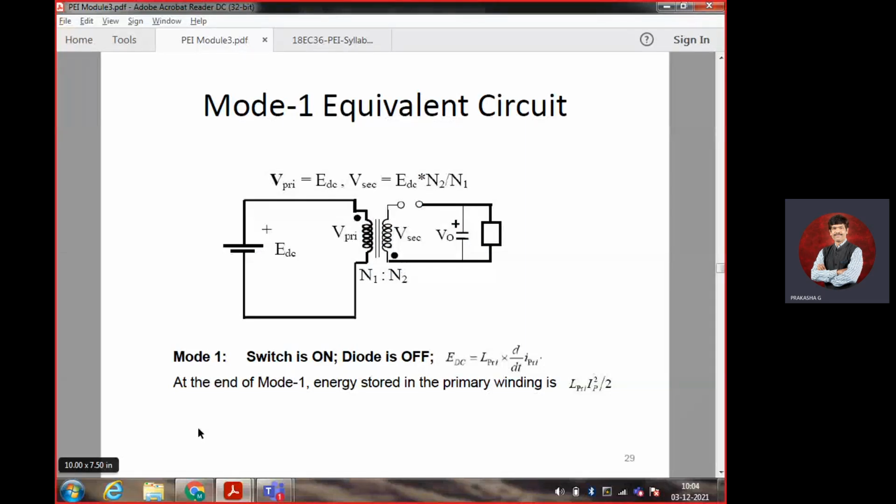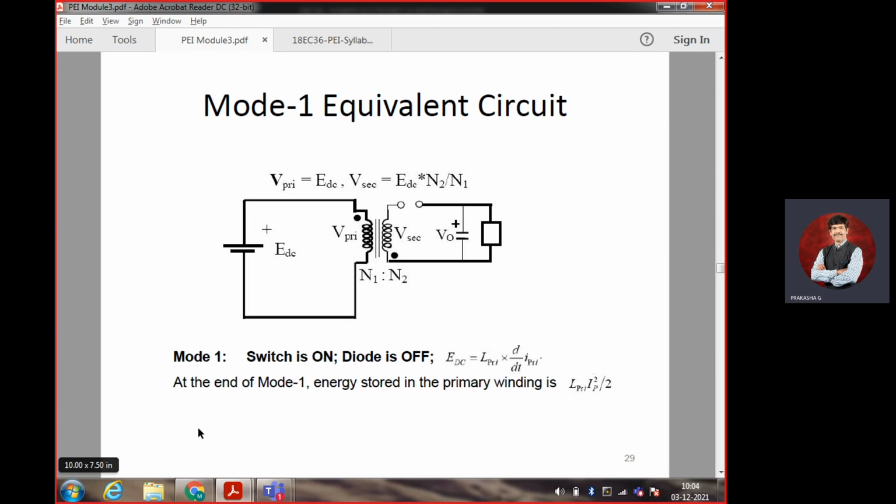In the previous class we discussed the flyback converter. Basically, there are two types of flyback converters: one is the discontinuous flyback converter, and the other is the continuous flyback converter. In the previous class, we discussed the discontinuous flyback converter, where it works in three different modes: Mode 1, Mode 2, Mode 3.